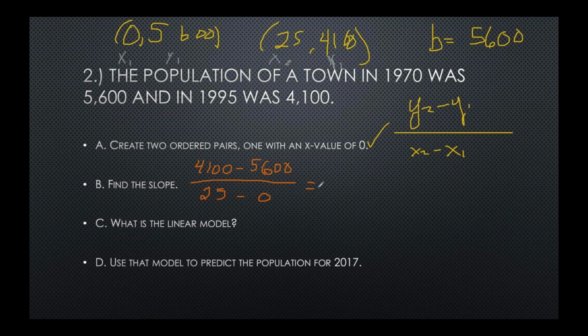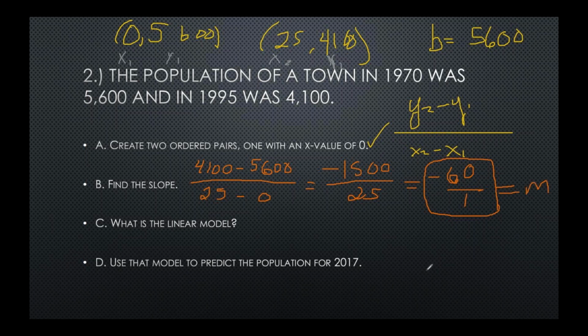Okay, so that gives me negative 1500 over 25. So my slope in this case is negative 60 over 1, and you can simplify that to just negative 60. There's nothing wrong with that. Basically what that means is our population is decreasing. I know it's decreasing because I have a negative slope. So my population is decreasing by 60 people every year since 1970. And I know it's since 1970 because that's my starting point. So that's slope.